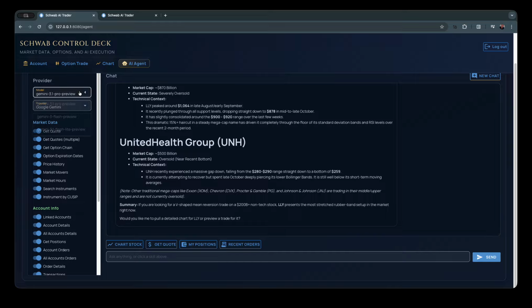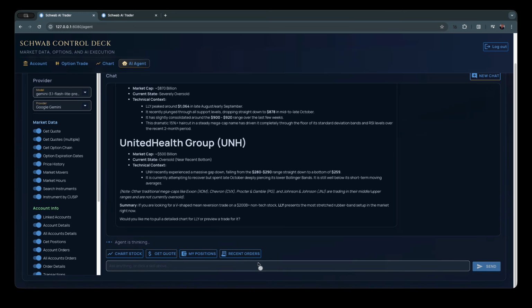Okay, let's move to a different model so it will be a faster response. Generate the chart for both stocks and a preview trade, and let's see what it does.